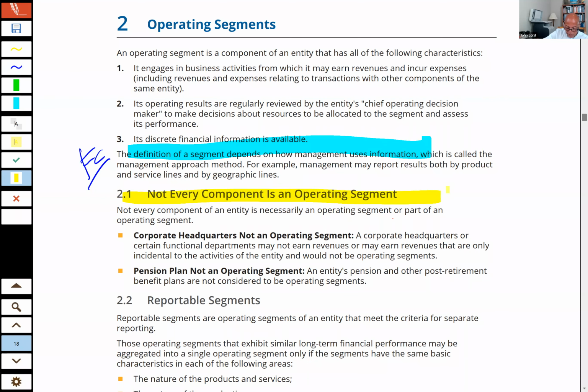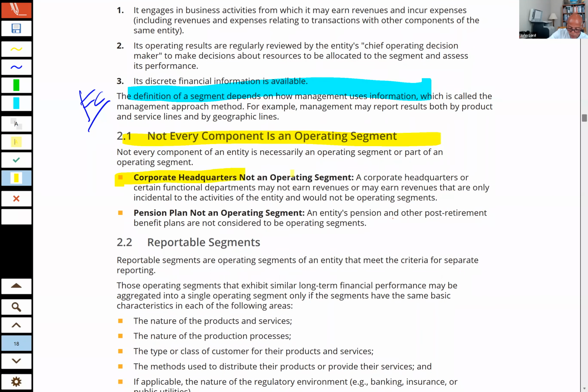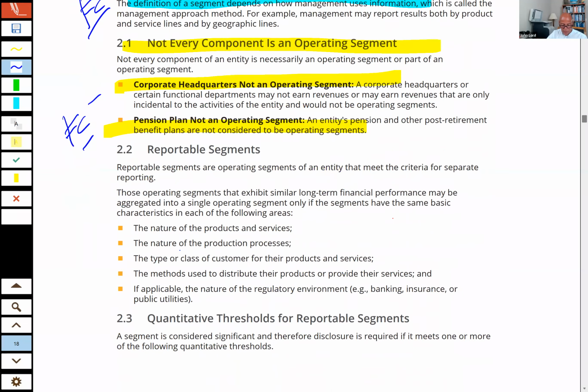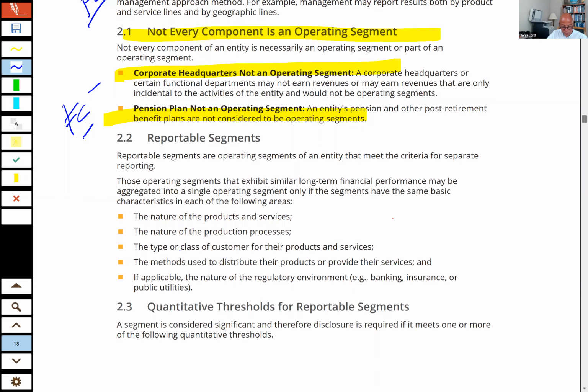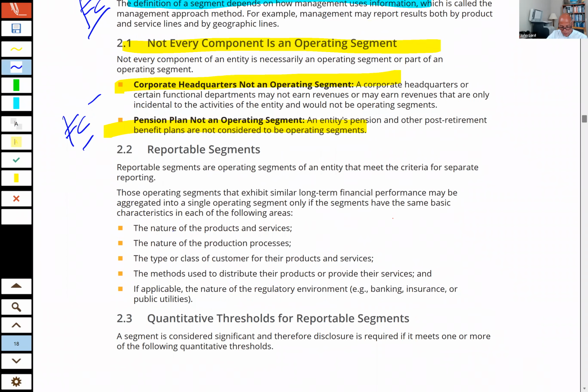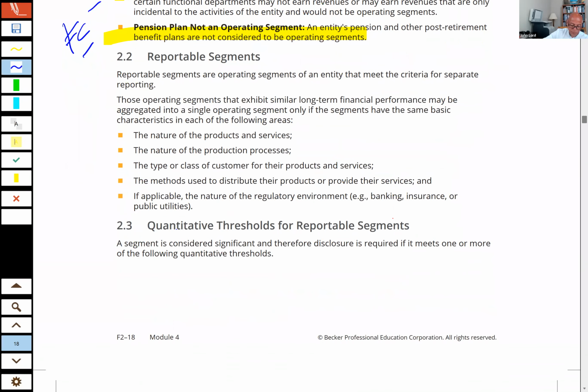Now, not every segment is an operating segment. So corporate headquarters is not a segment. Pension plans are not considered an operating segment, although there are specific disclosures around pension plans. It's not something that is considered an operating segment that would be relevant to this discussion. Okay, so we've got certain things that they're coming right out and telling us are not operating segments, and then they're going to give us quantitative thresholds for determining which segments are big enough that they have to be included in those disclosures that we're talking about here.